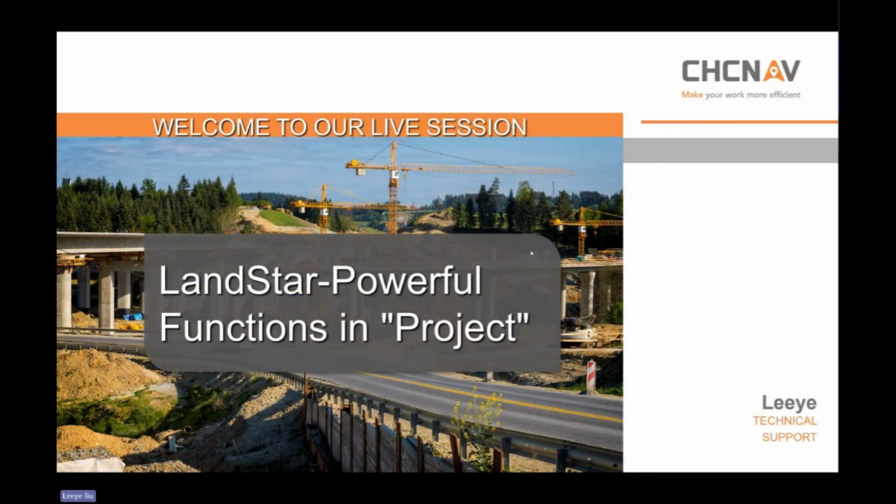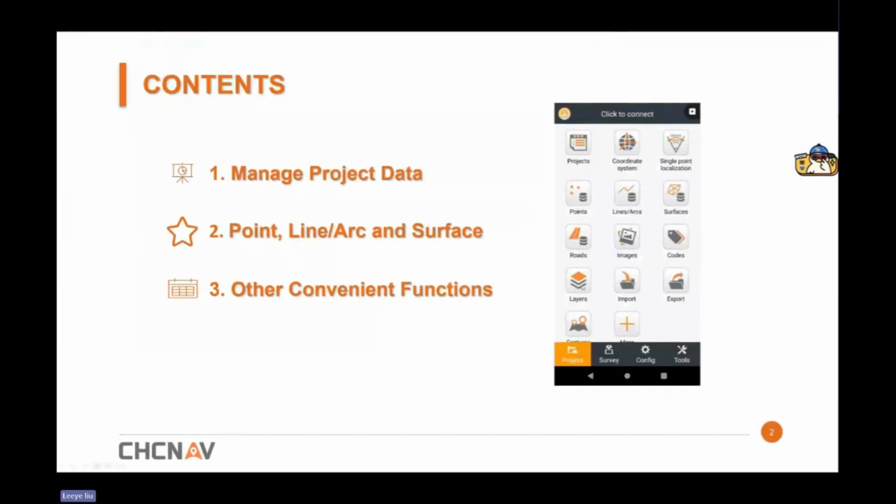Okay, we start now. Today we will introduce the LandStar functions in the project part. As you can see here, this is the main interface of the LandStar software, the project menu. We have the project buttons: coordinate system, points, lines, arcs, surfaces, roads, image, codes, and so on. We divide it into three parts to introduce all these buttons.